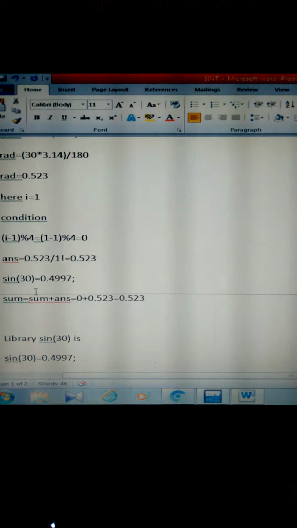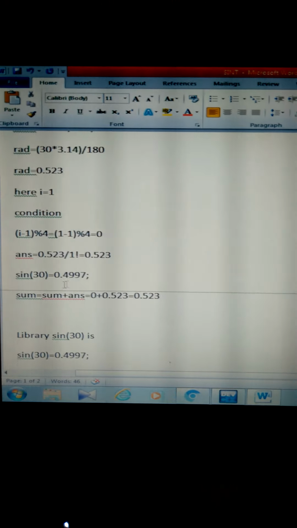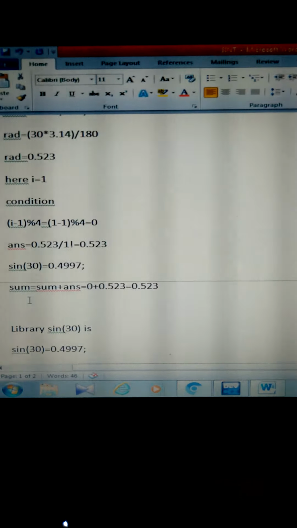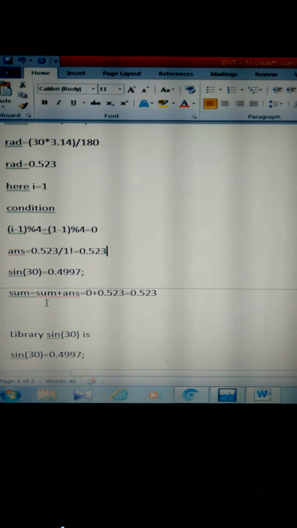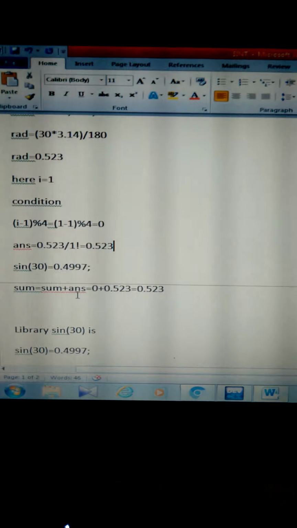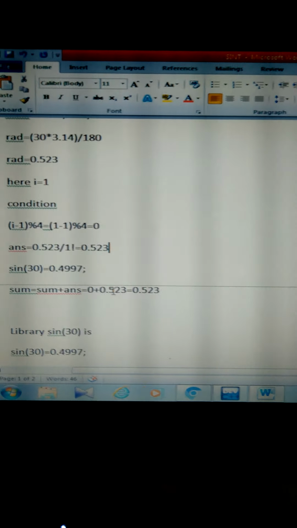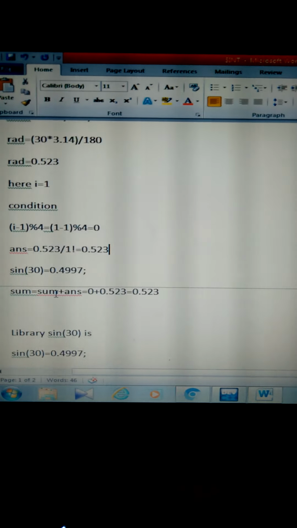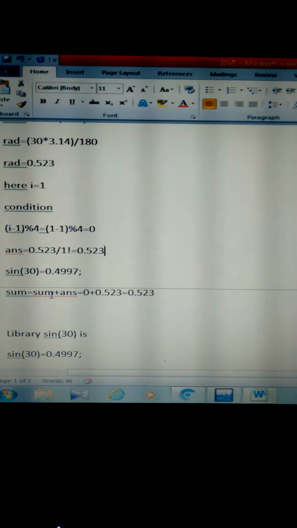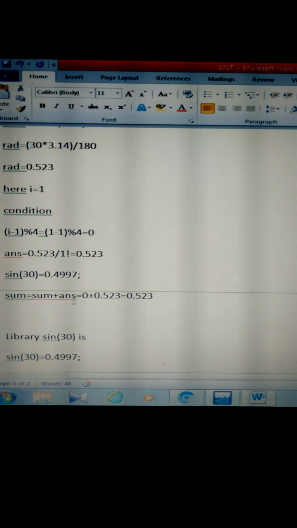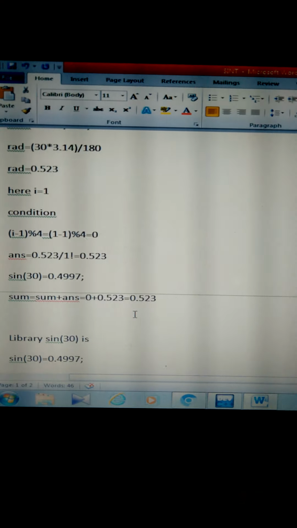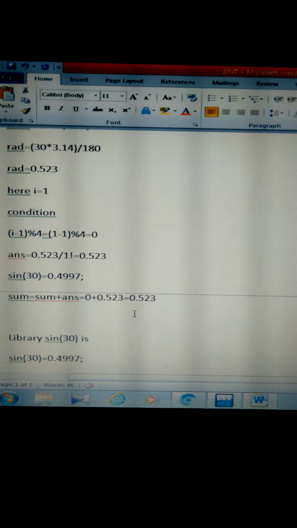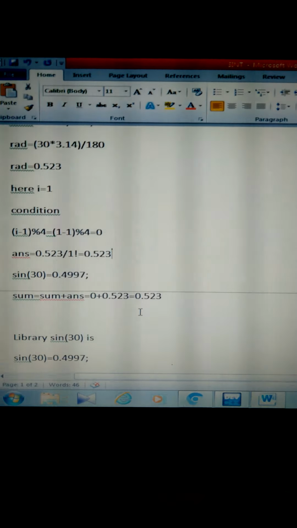Then according to the library, this is the sine value. So sum is equal to... this condition value is 0. Condition satisfied. Sum is equal to sum plus the answer. Sum is initialized to 0 in the program, so 0 plus answer gives the answer. This is the value of sin 30 in one term of the Taylor series.